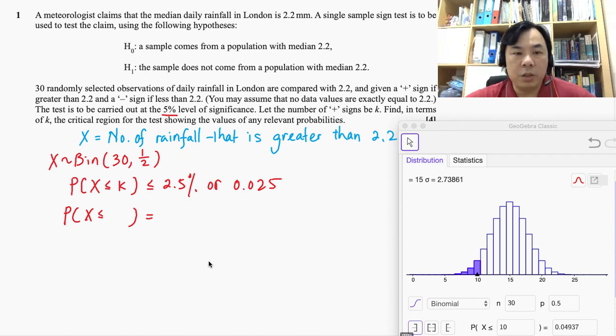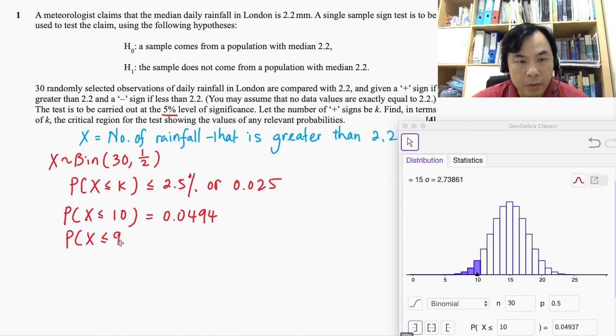Okay, let me change that. For the lower tail, anything less than 10, if you use your binomial distribution formula, you should end up with 0.0494, which is approximately 4.9%. That is much larger than the 2.5%. So we need to look for another value just to be sure.